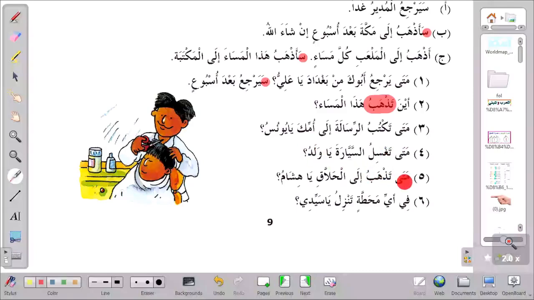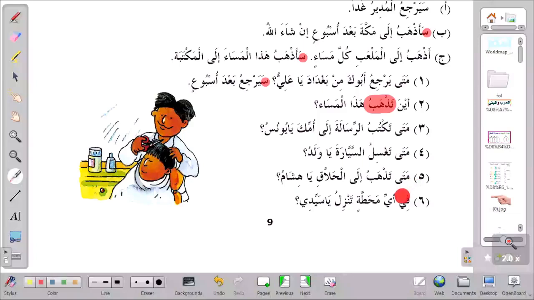Okay, after Zuhr prayers. So متى تذهب إلى الحلاق يا هشام? When will you go to the حلاق? What is the meaning of حلاق? حلاق is this one. You can see this particular man, the barber. When you go, he cuts your hair. So when will you go to the halak, ya Hisham? You can just put your answer there. سأذهب إلى الحلاق بعد 5 دقائق. Okay, after 5 minutes.